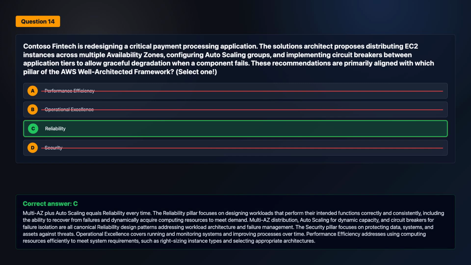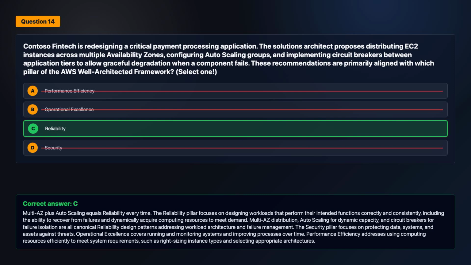The correct answer is option C. Multi-AZ plus auto-scaling equals reliability every time. The reliability pillar focuses on designing workloads that perform their intended functions correctly and consistently, including the ability to recover from failures and dynamically acquire computing resources to meet demand. Multi-AZ distribution, auto-scaling for dynamic capacity, and circuit breakers for failure isolation are all canonical reliability design patterns addressing workload architecture and failure management.